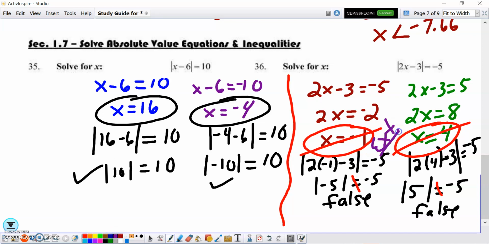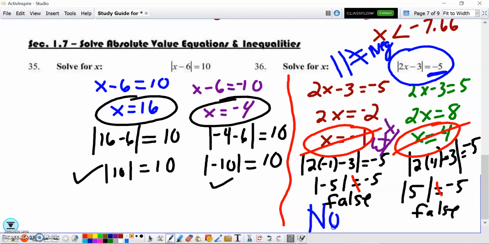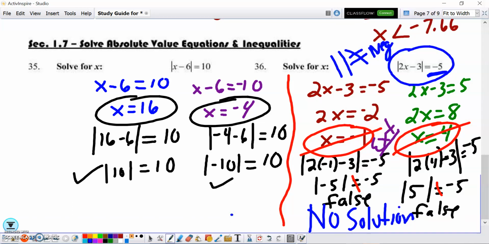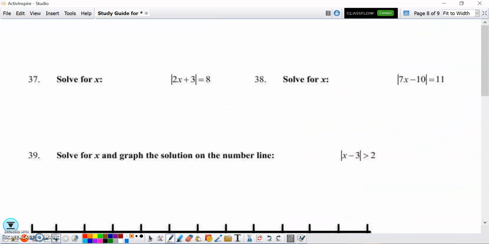They do not work. However, ladies and gentlemen, you should have noticed right away the absolute value of anything cannot equal a negative. So you could have said right away there is no solution. You wouldn't really have to show any work. Okay, remember the absolute value must equal a positive. All right, let's go to the next page.